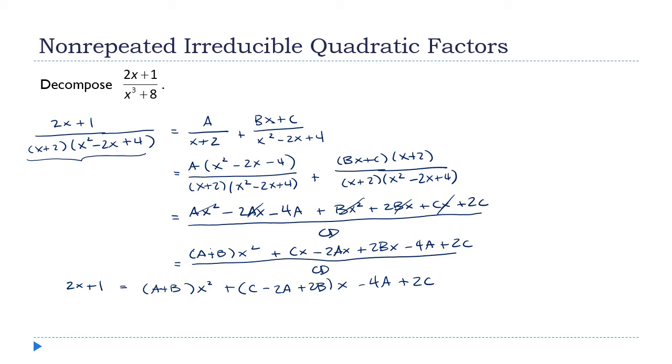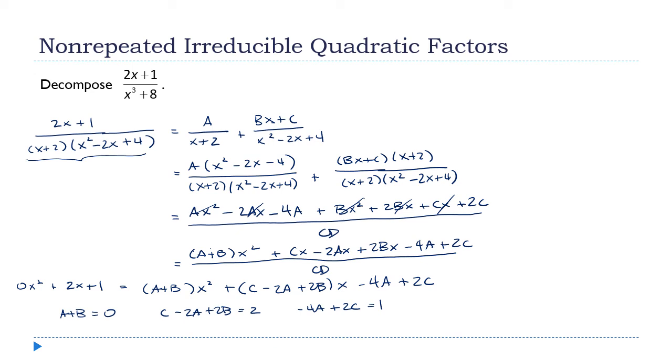Okay, now what? Well, let's see. A plus B has to equal 0 because there's no x squared term over here. Then C minus 2A plus 2B, that's the x coefficient, so that has to be 2. And 4A plus 2C has to be 1.